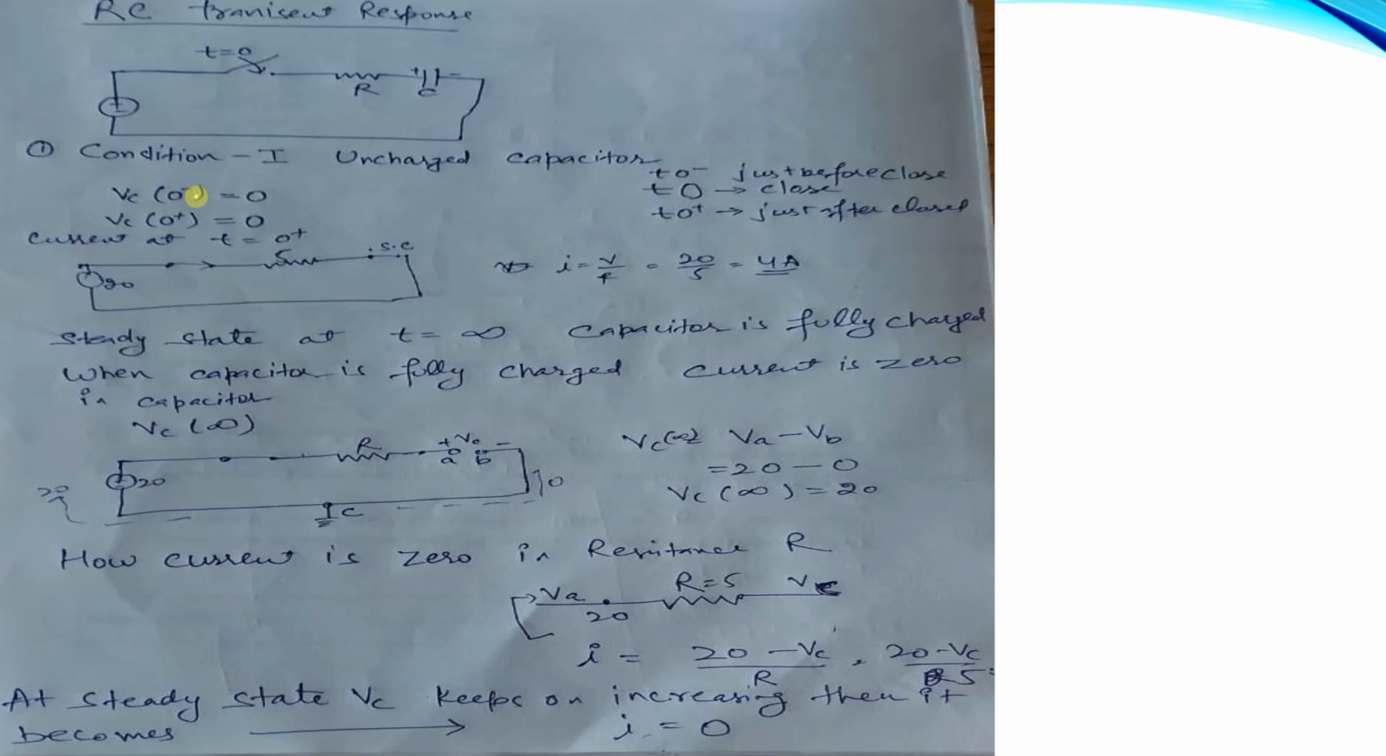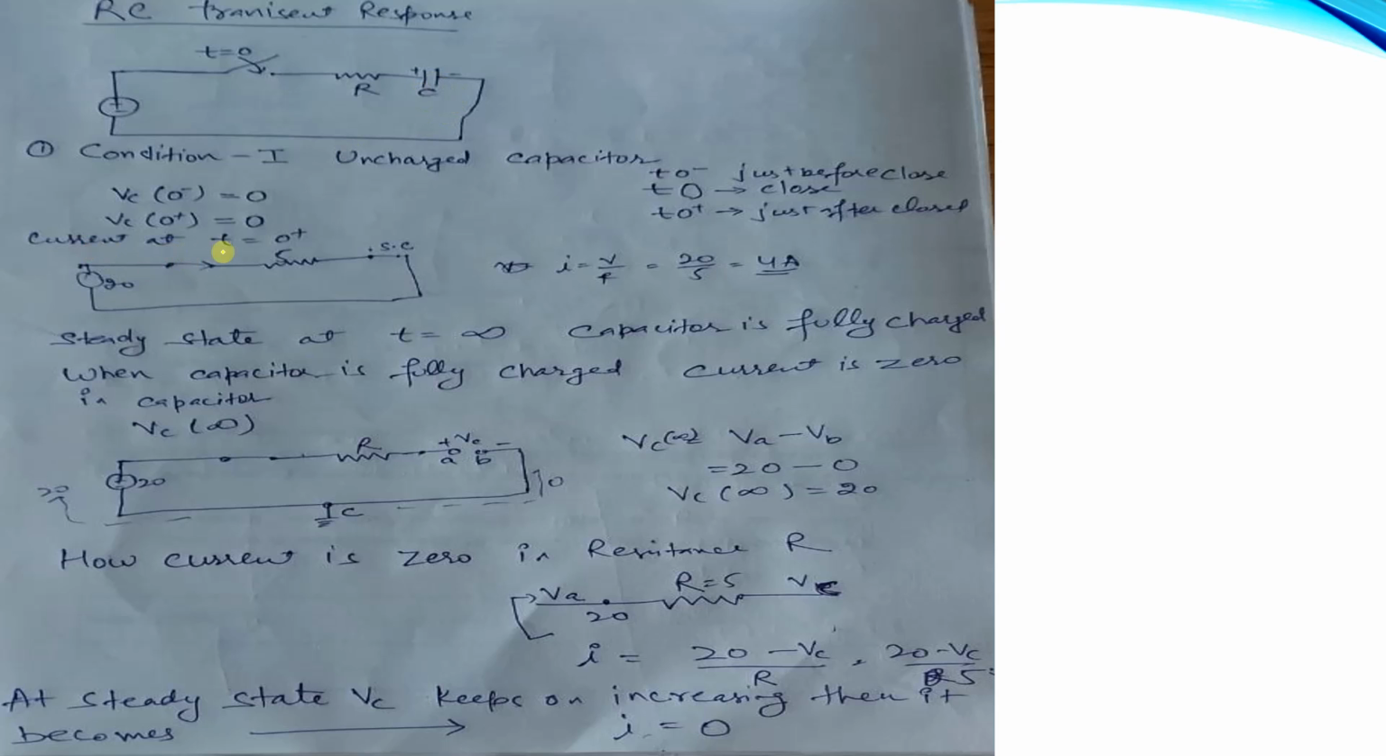I have explained these conditions in the video of transient response, please check that video. And Vc plus is equals to 0 means that when the capacitor is at its initial condition, the voltage across the capacitor just before connecting the switch and just after connecting the switch is 0.